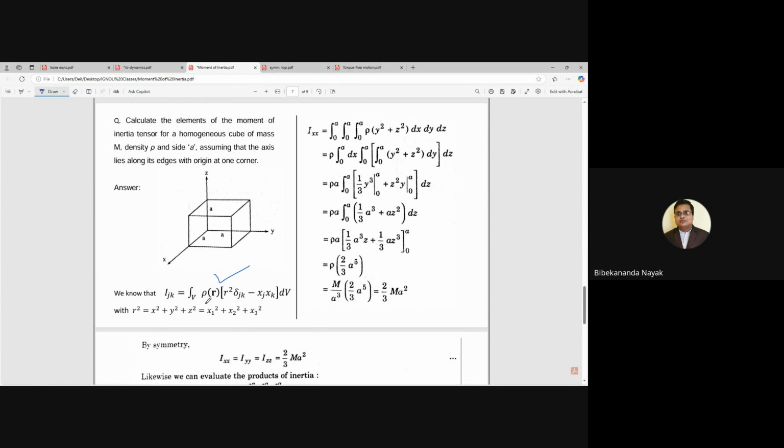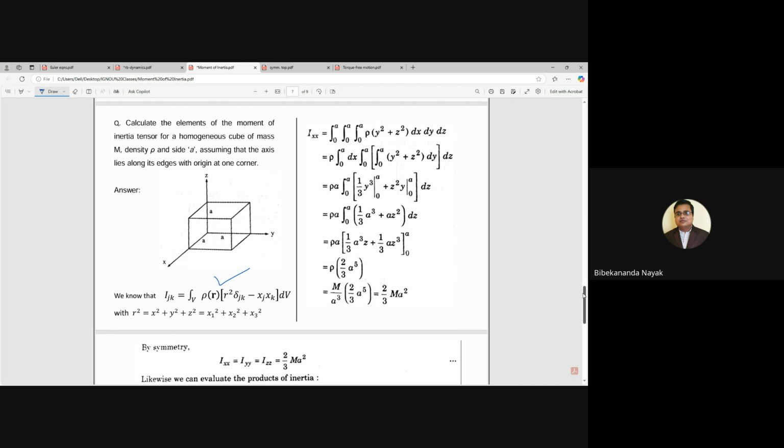Ijk is equal to the integration of rho times (r squared delta jk minus xj xk) dV. This r squared is x squared plus y squared plus z squared, or component-wise x1 squared plus x2 squared plus x3 squared. What is the xx component? According to our formula, j will be x and k will be x, so r squared minus x squared. But r squared is x squared plus y squared plus z squared, so r squared minus x squared will be how much?